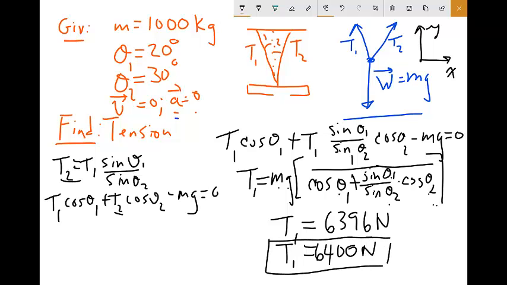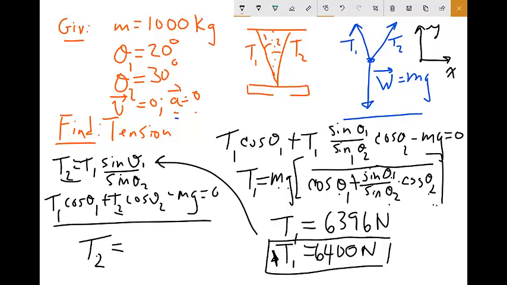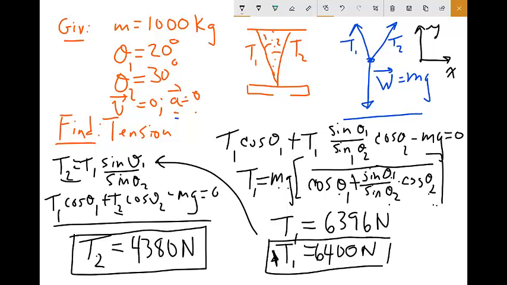And then we can just take this number here and plug it in up here to get T2. If I do that, I wind up with T2 being equal to 4,380 newtons. Again, I want 3 significant figures, and I want my dimensions to be newtons.